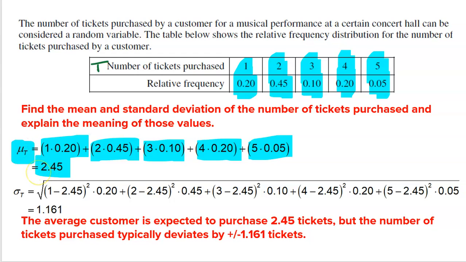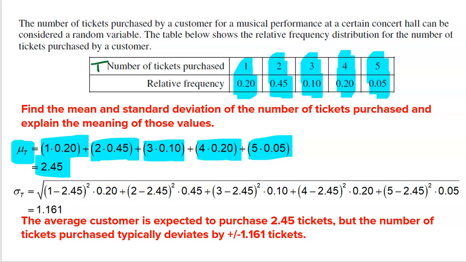Notice I put a little subscript of T there. The mean of the number of tickets sold is 2.45. So in the long run, we would expect to sell 2.45 tickets per customer. So if a phone's about to ring, I would expect them to purchase 2.45 tickets. Obviously, they can't do that, right?